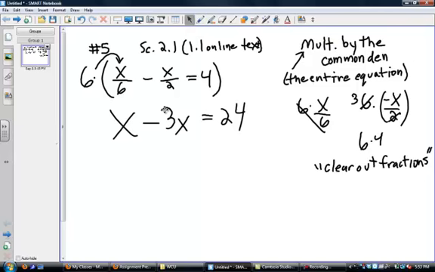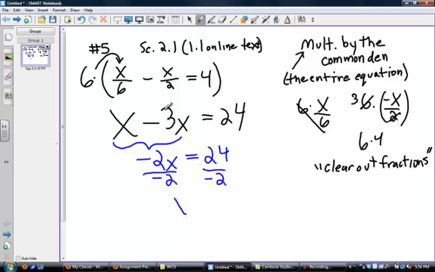I hate that. Yeah, so negative 2x is 24. Divide by the negative 2 to get that x is negative 12. Okay, no problem. More questions, please. You might try any other ones that give you trouble.